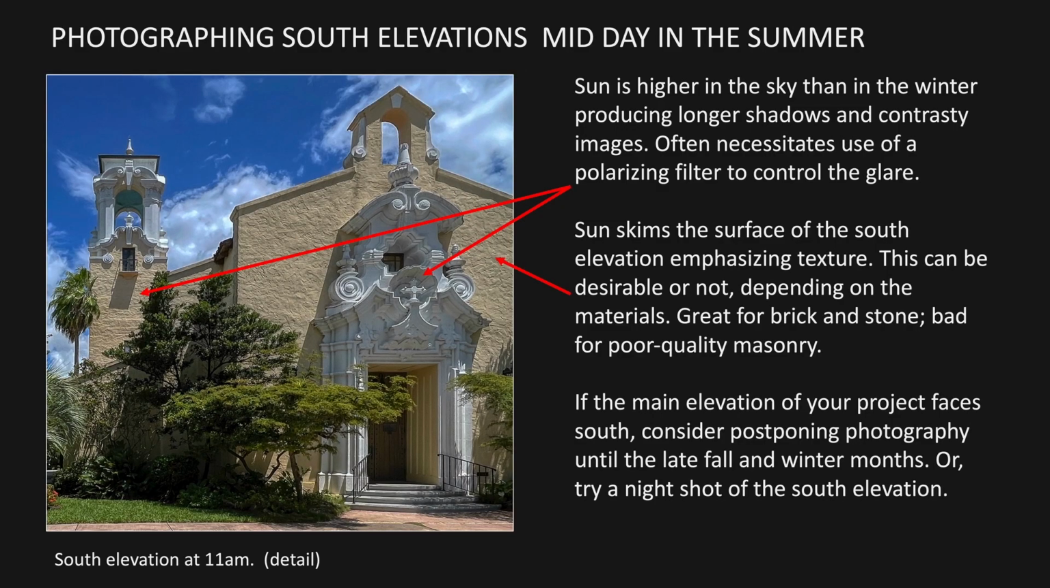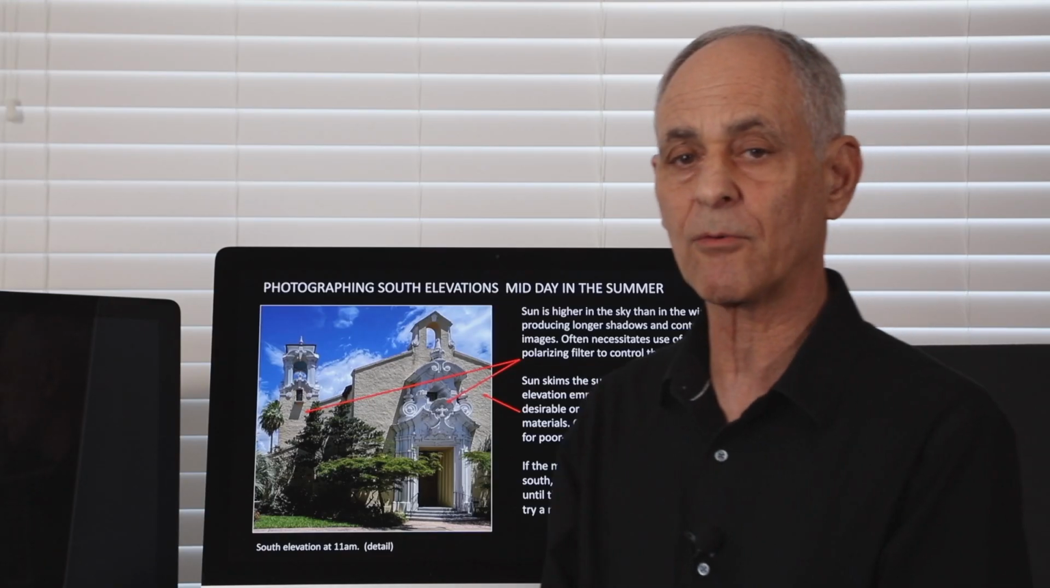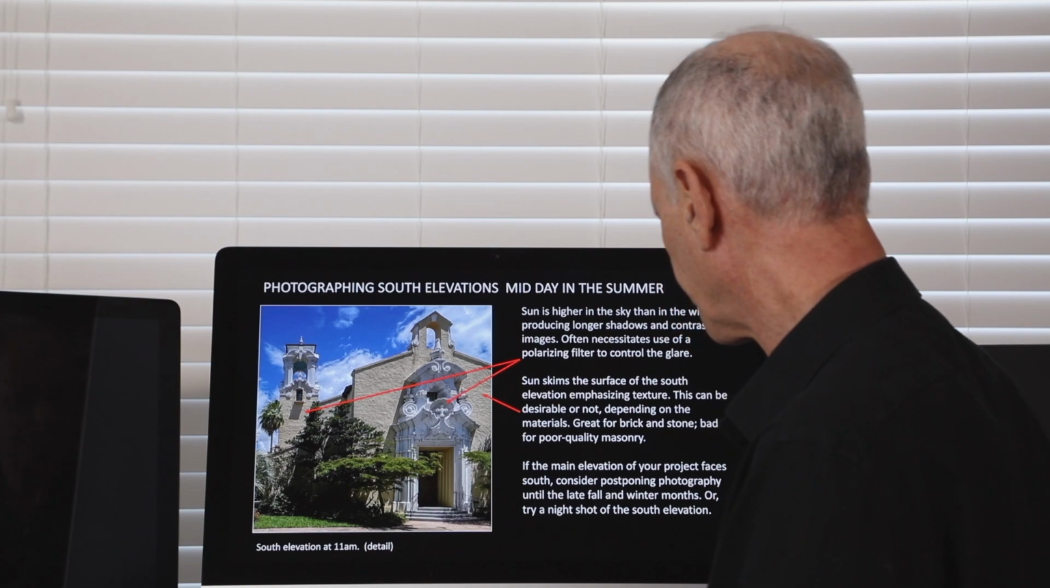One thing is, and you can't always do this, if the main elevation of your building faces south, do what you can to try to convince your client that you want to shoot that building later in the year, preferably sometime after October or November, when you've got the sun low in the sky and it hits the south elevation the way you want it to. The alternative, of course, is to shoot a night shot.